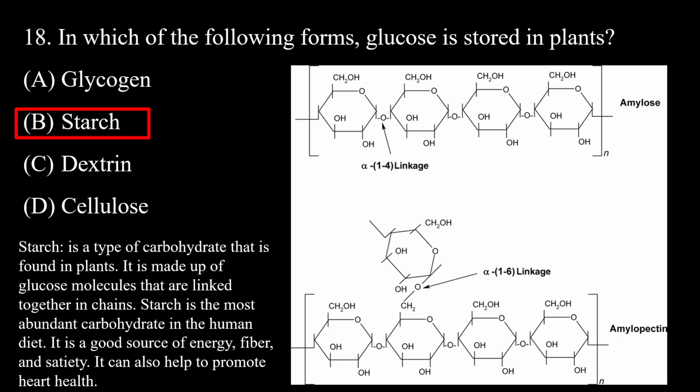Most abundantly, the carbohydrate we take in our diet is of the starch type. It is a good source of energy. What are the functions of starch? Starch gives us energy. It is used as a fiber. It also gives us satiety. It also helps to promote heart health.